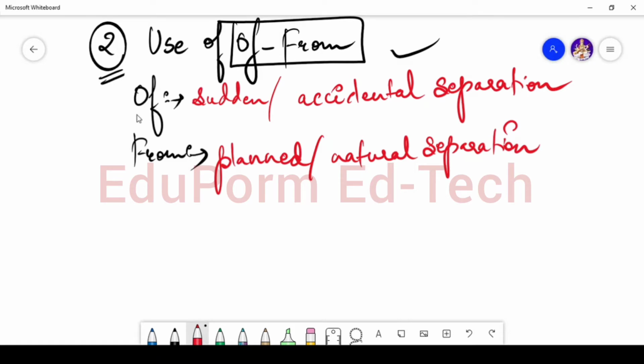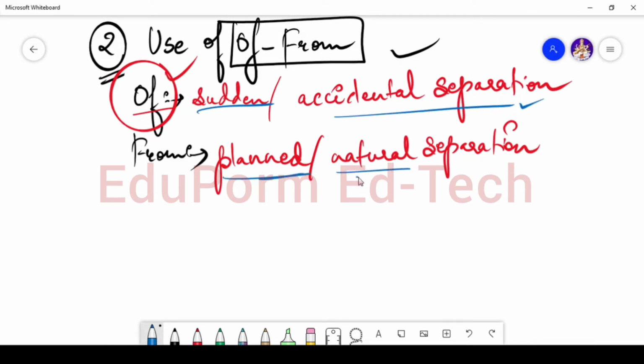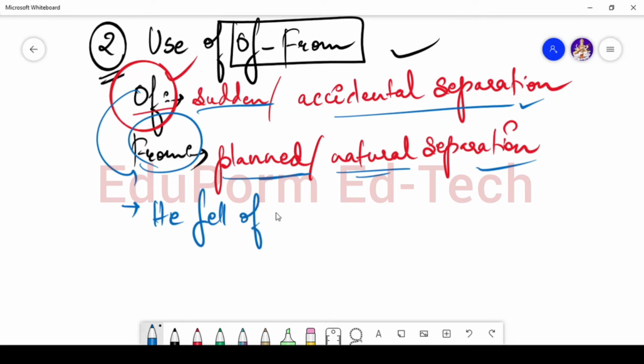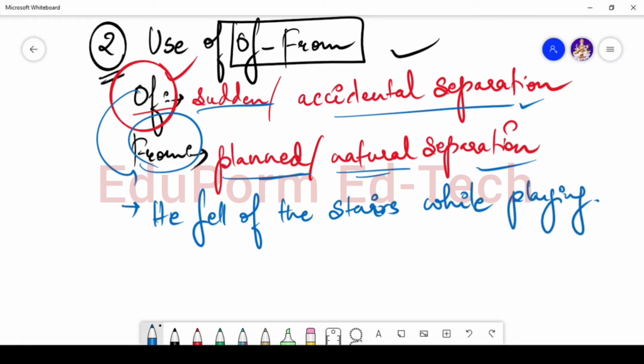So always remember that of will be used when we are talking about a sudden or accidental separation, while from will be used when you are talking about a planned or natural kind of separation. Okay, now let's see an example, it will be easier to explain. Like if I say that he fell off the stairs while playing. Okay, he fell off the stairs while playing.